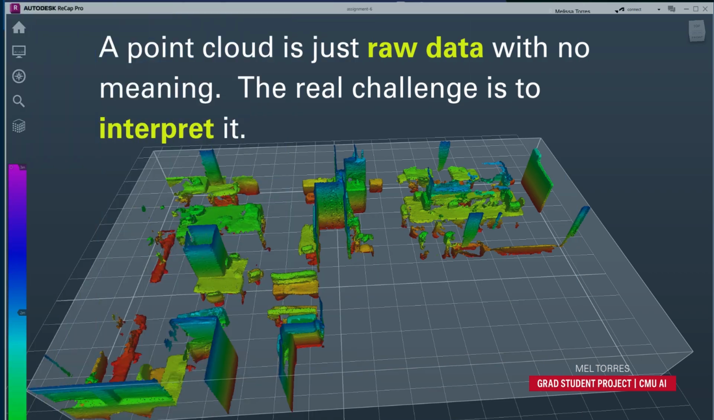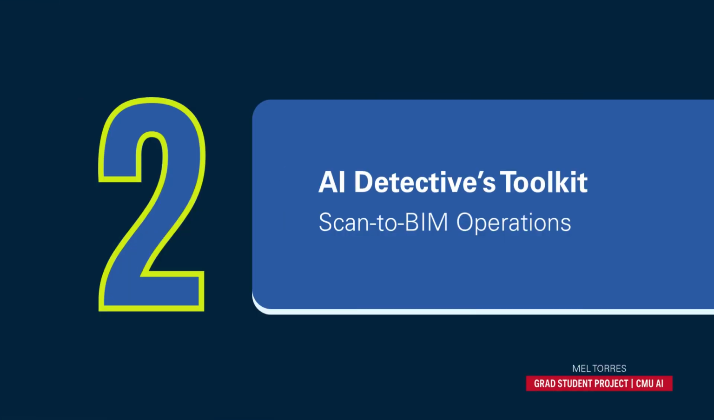But, and this is the really critical part, a point cloud on its own is just a bunch of dots. It's basically noise. It's like a ghost of a building, but it has no meaning. The points themselves have no idea that they make up a wall or a door or a pipe. And that is the real challenge for AI engineers. This is where the heavy lifting comes in, interpreting all that data to build a model that actually understands what it's looking at.